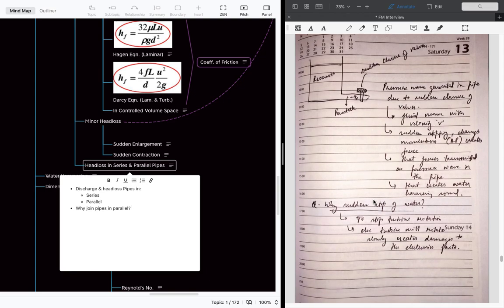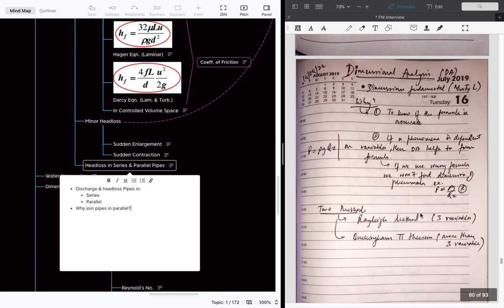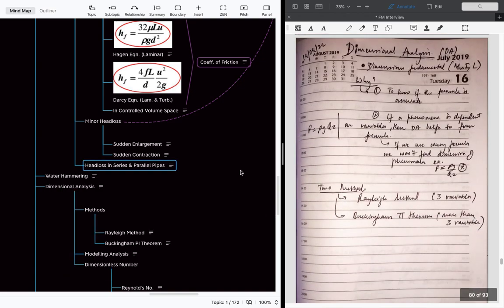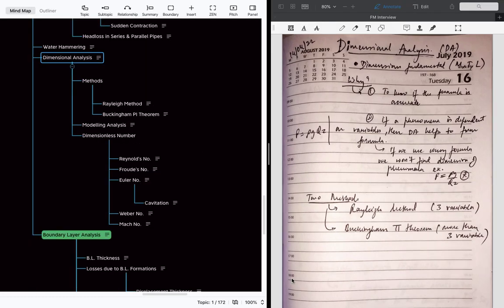That is the reason. And why is there a sudden stop in the water? Because we want to stop the turbine suddenly so that the electronic parts don't get damaged. Okay. So next we will see dimensional analysis from the part of fluid dynamics for the interview preparation.